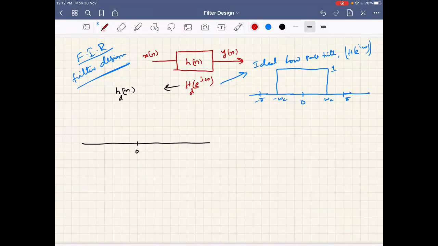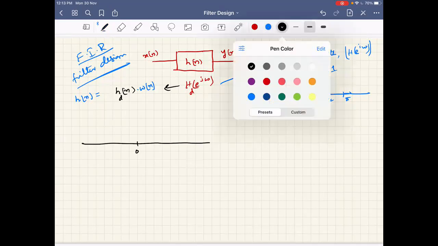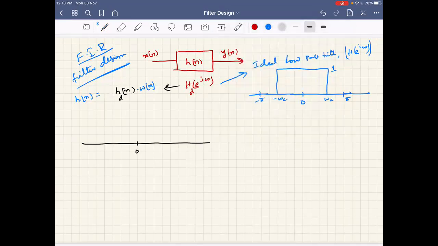Okay, but for practical reasons, as I said, we may not be able to get the desired impulse response. We multiply this desired impulse response with a window function, w of n. Okay, and this multiplication happens in the time domain. Please note that. After that, what we have is a truncated impulse response.